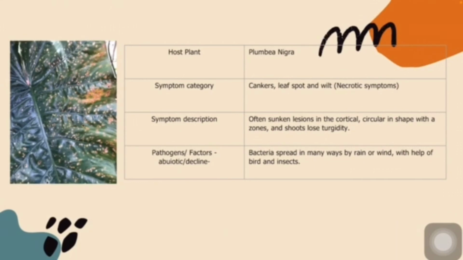My second plant is Plumbia nigra. The symptoms category are cankers, leaf spot, and wilt. The symptoms are from necrotic symptoms. The symptom descriptions are often sunken lesions in the cortical, circular in shape with zones, and shoots lose turgidity. The pathogens are bacteria, spread in many ways by rain or wind, and helped by birds and insects.